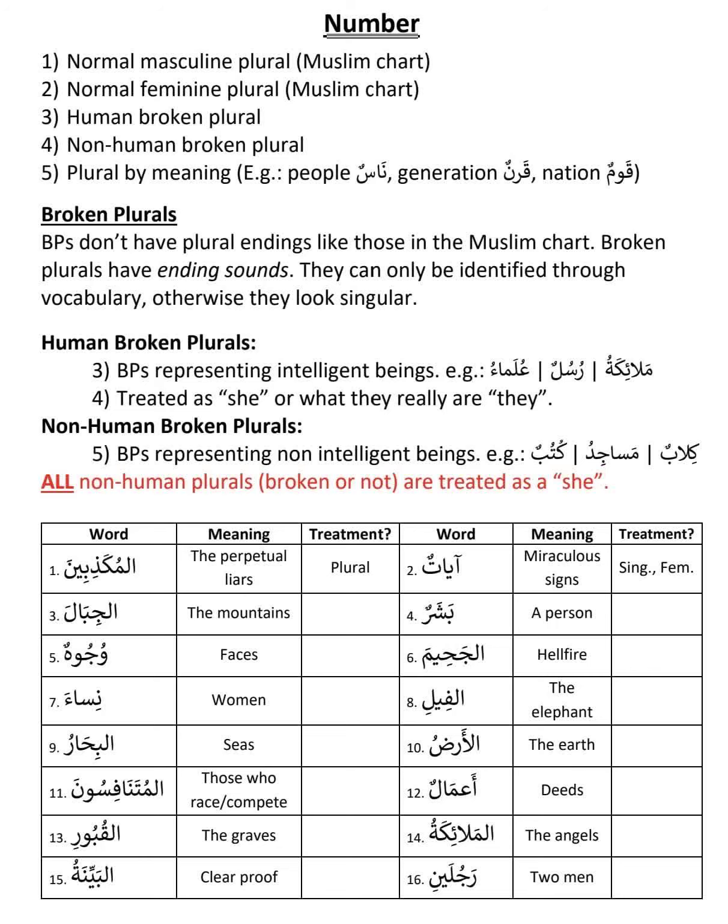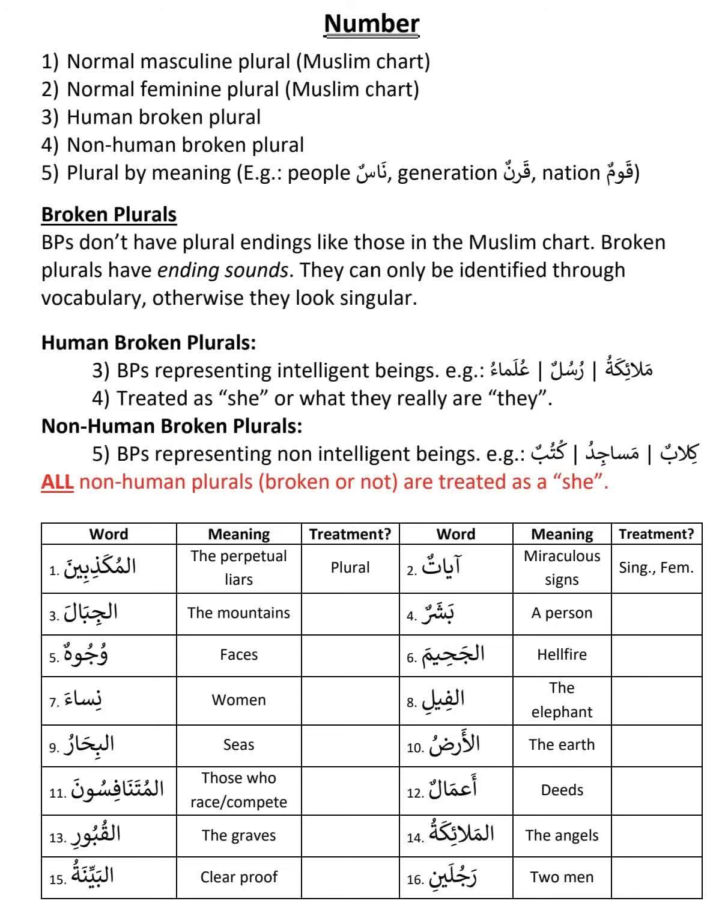The other important factor is, a non-human broken plural you must consider as singular feminine. This is a must. For human, you have either option. So these are the five categories you have to remember. I'll quickly revise. The first category comes from the Muslim chart: Muslimuna, Muslimina, that is considered as a plural. Muslimatun, Muslimatin, the feminine chart, that is considered as a plural. Then human broken plural. You can remember the word rusulun, rasuluna, both are plural.